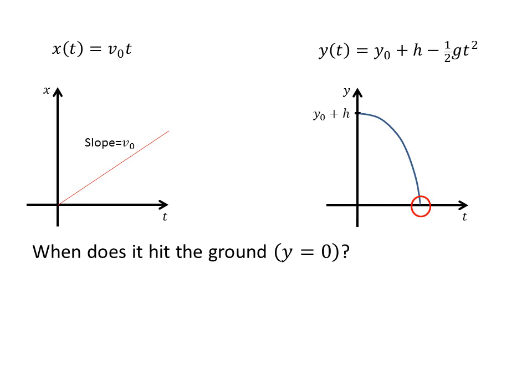Well, that's when y is equal to 0. So we can plug in 0 for y of t and solve for t. And that's fairly straightforward algebra. You move the variables around and solve for t, and you get this value. T is equal to the square root of 2 times the quantity of the initial height, y0 plus h, divided by g.